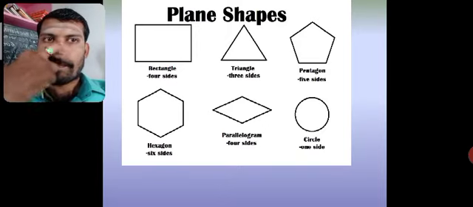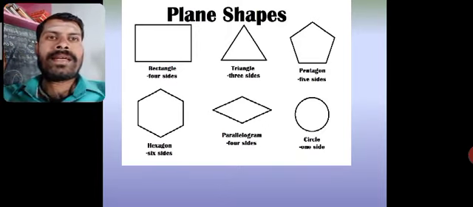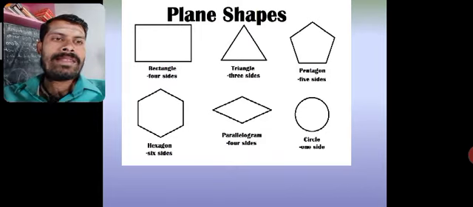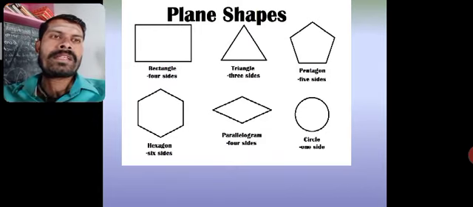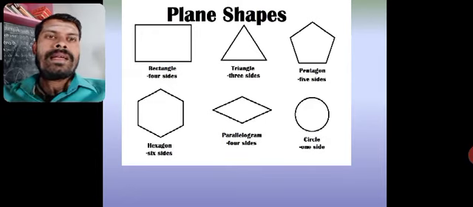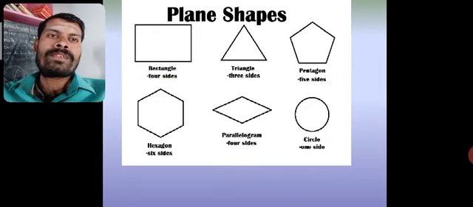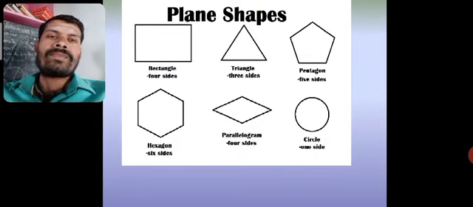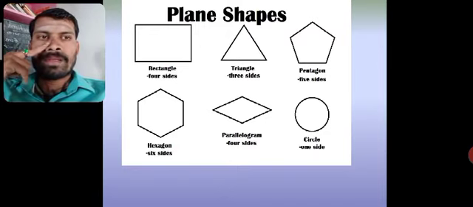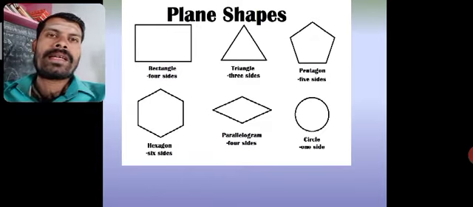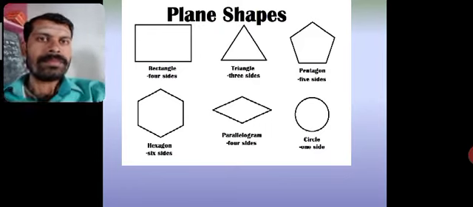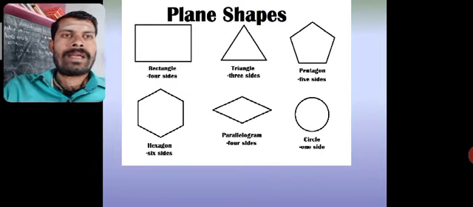Here all these figures are bounded by sides, line segments, or maybe curved lines, a curved path. That means these are all plane figures. You see here that a rectangle is bounded by four sides, line segments. A triangle has three line segments, a pentagon has five sides, a hexagon six sides, and a parallelogram four sides. The circle is bounded by a single closed curved path. So these are all plane shapes.